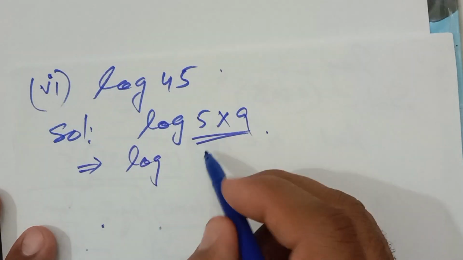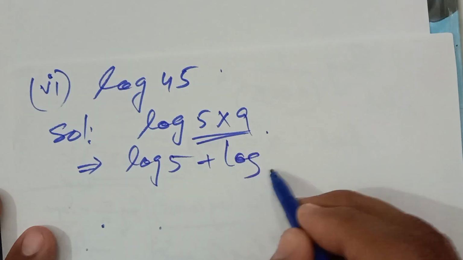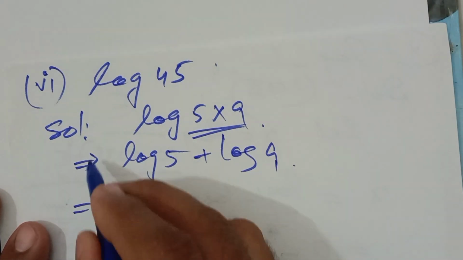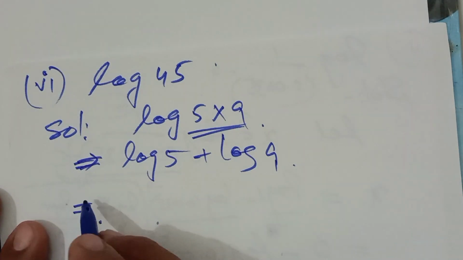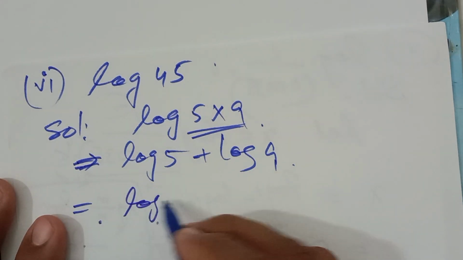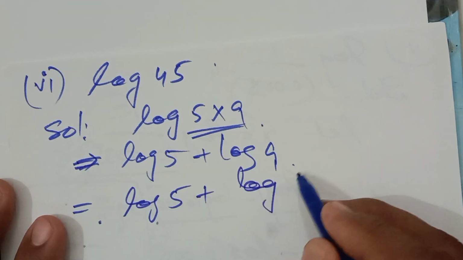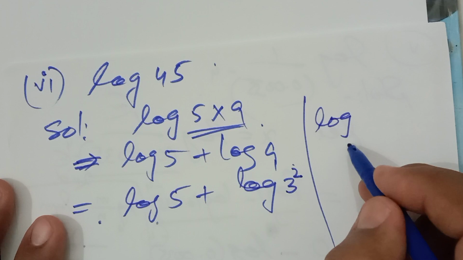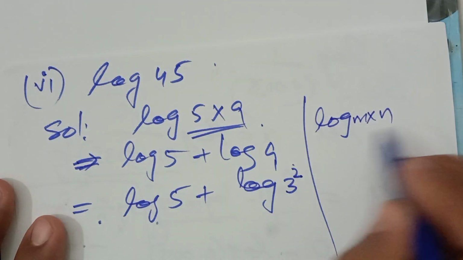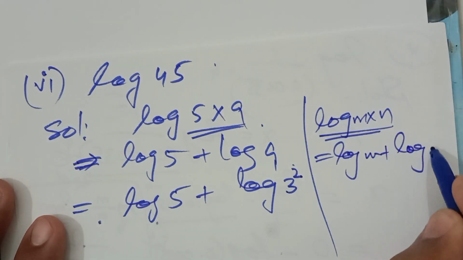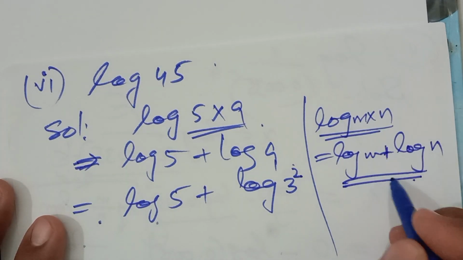By definition, log with base a of m plus log with base a of n. We can write it here. It is a symbol of equation, not implication. So we can further write log with base a of 5 plus log with base a of 3 raised to power 2. First of all, we used log with base a of m times n, which was the given format, and we had to write log with base a of m plus log with base a of n. This was required.